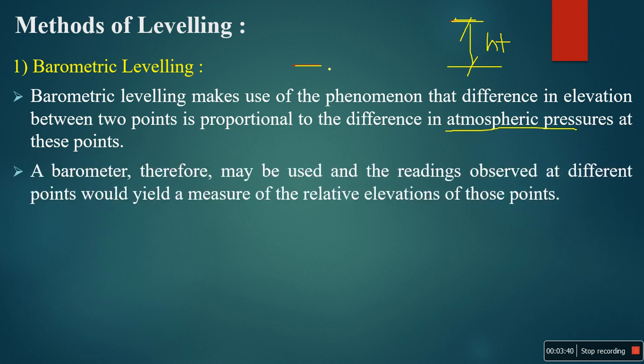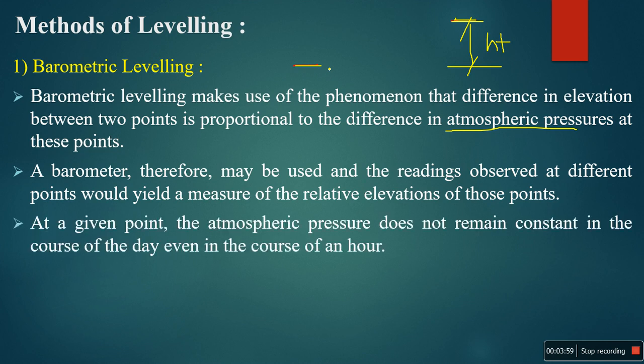But in most cases we are not using this type of barometric leveling, because we know that the atmospheric pressure is not constant at every point. It changes hourly, maybe even every minute, with respect to stations. That's why in most cases we are not using the barometric leveling method.